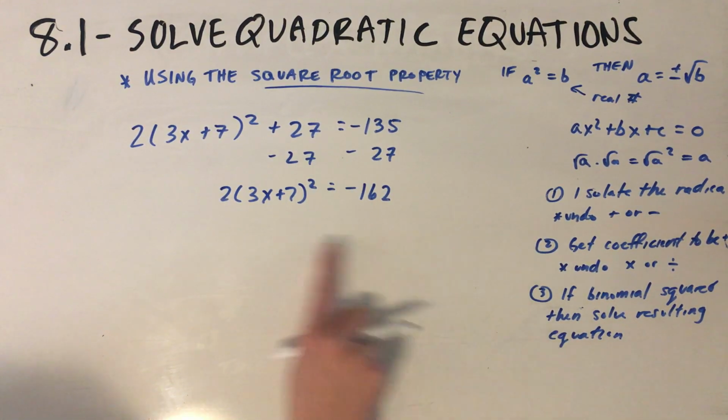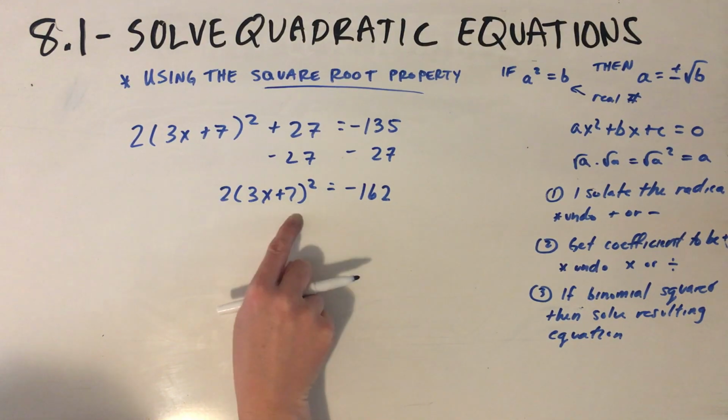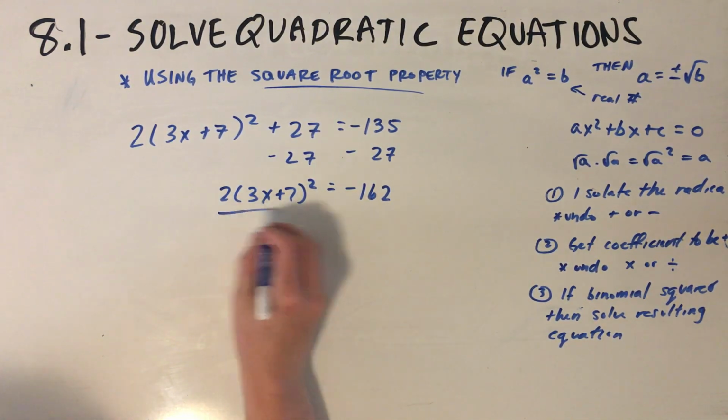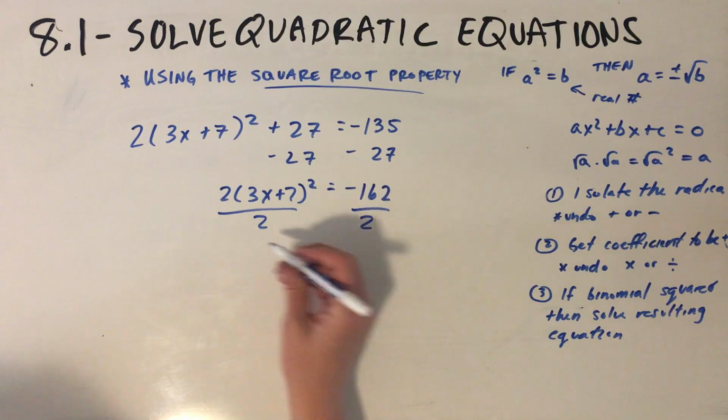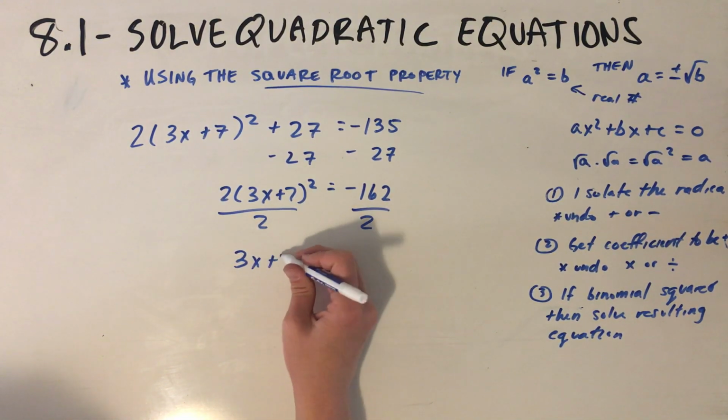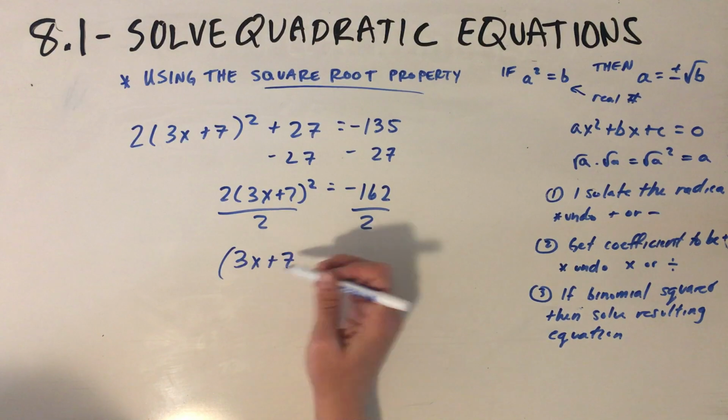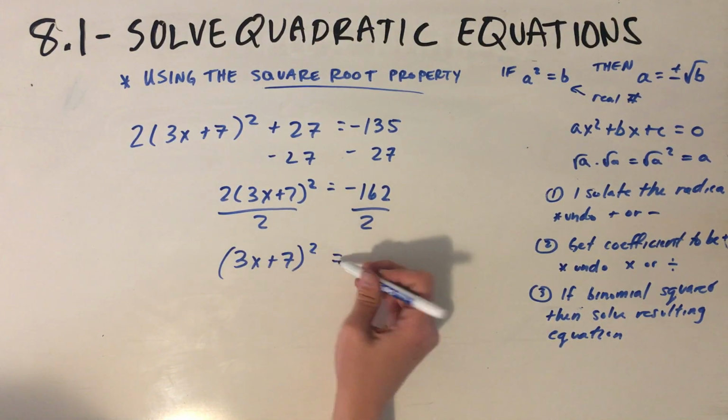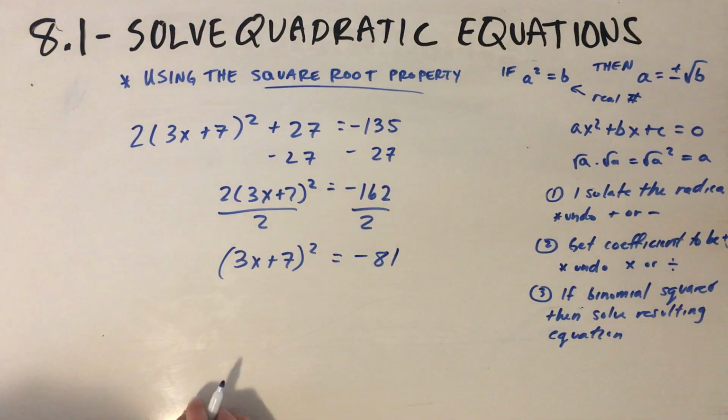Now I'm going to get the coefficient to be 1. Right now the coefficient of this squared term, even though it's a binomial squared term, is 2. So I'm going to divide both sides by 2. And I'm going to get that 3x plus 7 squared is equal to a negative 81.